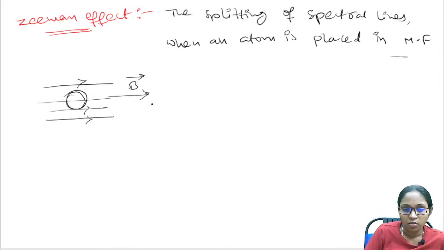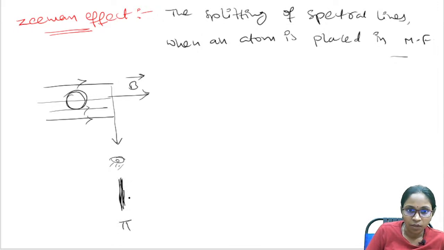What happened? If you observe perpendicular to the magnetic field, through a telescope, you will find that there is a spectral line, which is pi. This will be perpendicular. The spectral line will be perpendicular to the magnetic field, and you will find two more lines besides this spectral line. These are denoted with sigma.